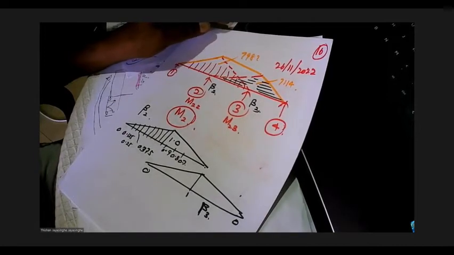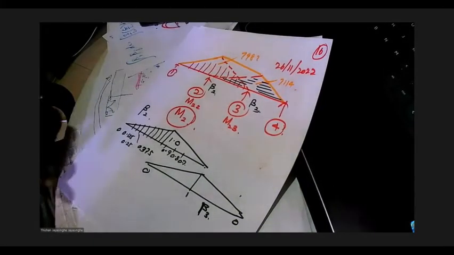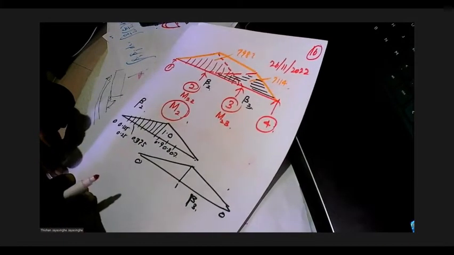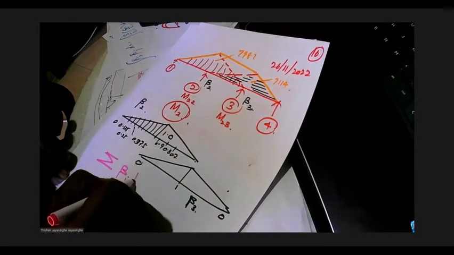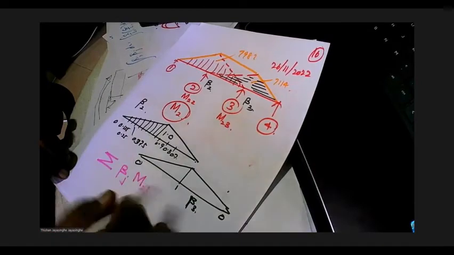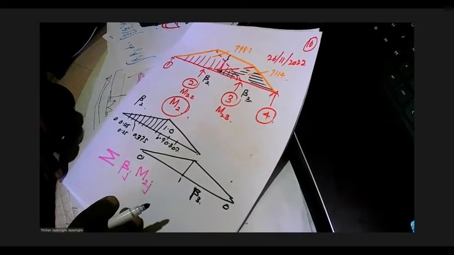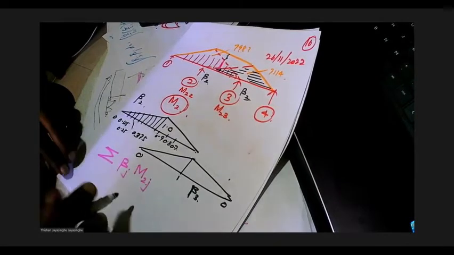And if you look at the secondary moment, it is sigma beta j M2 j. So you add the secondary moment here plus the secondary moment here, and that component will be equal to this one. So the secondary moment at any section is given by sigma beta j M2 j. So this is the secondary moment.